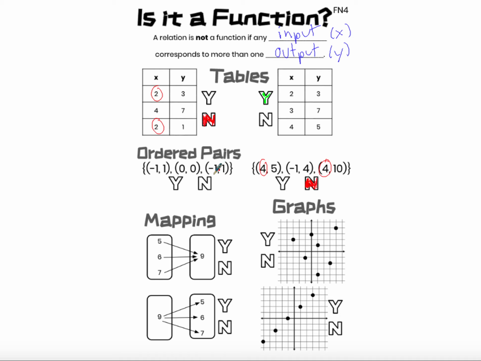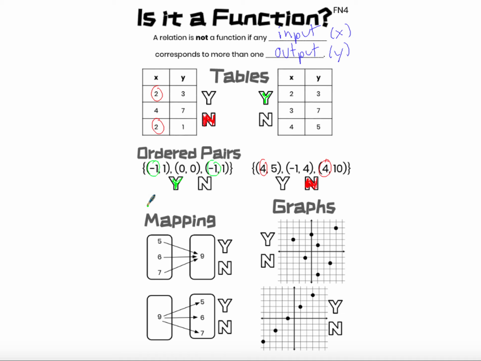Now you might think that this first set of ordered pairs is also not a function because the input of negative 1 has an output of 1, and then the input of negative 1 shows up again. But just pay close attention. This is everybody's favorite kind of tricky little question. Even though negative 1 shows up twice, this is still a function because the input of negative 1 does not have more than one output. We're just told that the output of 1 happens more than once. So the output is still predictable. It's always 1. Input of negative 1, output of 1. Input of negative 1, output of 1.